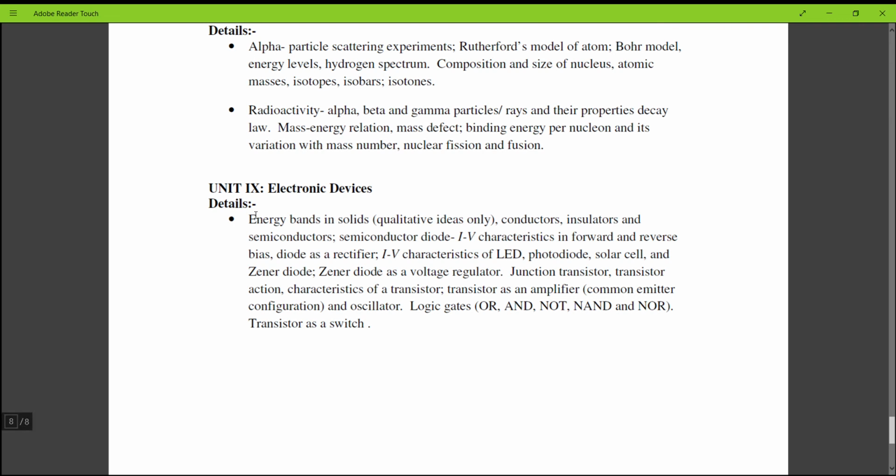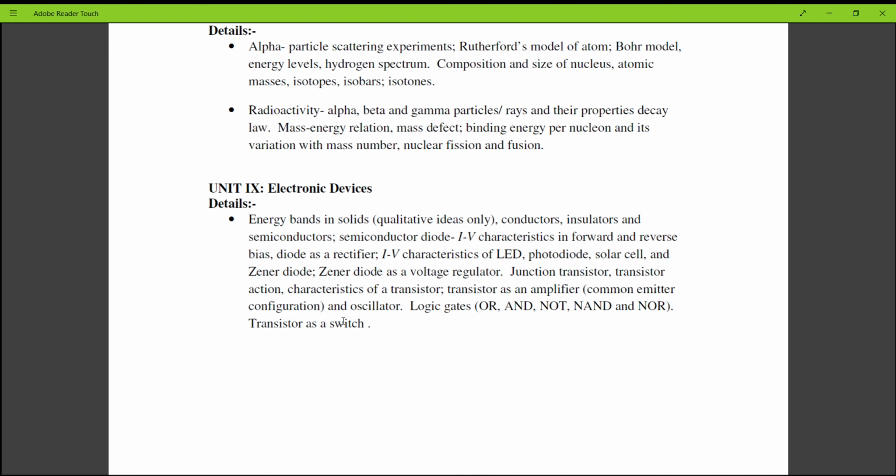Then the last unit, electronic devices, energy bands in solids, that is qualitative ideas only, conductors, insulators and semiconductors. Semiconductor diode I-V characteristics in forward and reverse bias.